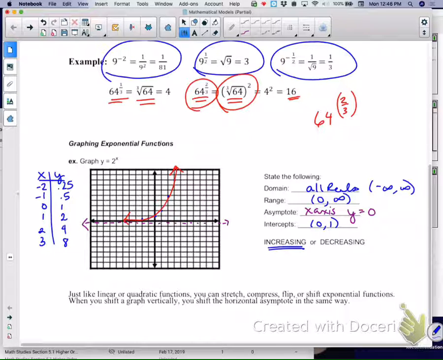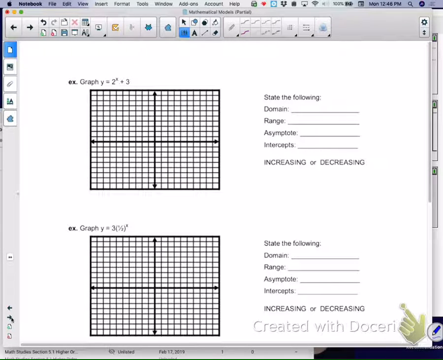Now, we can take these graphs and shift them the way that we did with other graphs. We can move them left and right. We can move them up and down. We can stretch them and squish them and all that fun stuff. So, for example, same graph, but this time we've got a plus 3. That plus 3 is going to move the graph up 3.